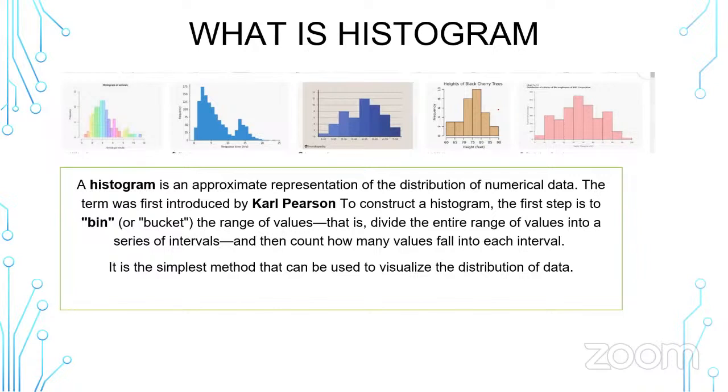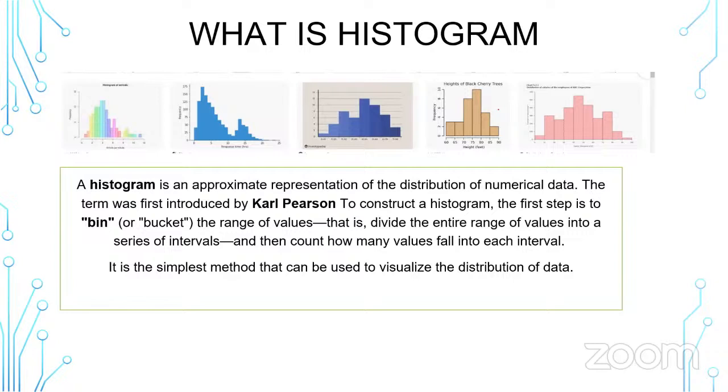Histogram is an approximate representation of the distribution of numerical data. The term was first introduced by Karl Pearson. To construct a histogram, the first step is to bin the range of values, that is, divide the entire range of values into a series of intervals, and then count how many values fall into each interval. It is the simplest method that can be used to visualize the distribution of data.